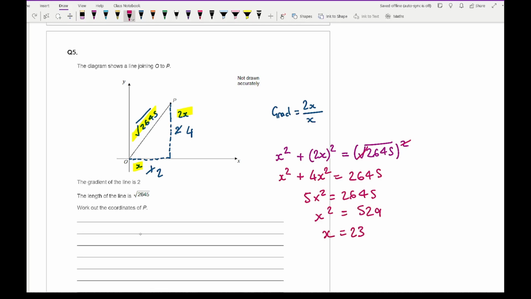So if we know that x equals 23, then we know that this distance here is going to be 23. So the x coordinate of P is going to be 23, and the height of this, which is 2x, is going to be 2 times 23, which is 46. And there is my y ordinate, and that completes the question.